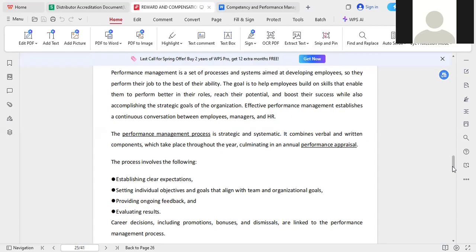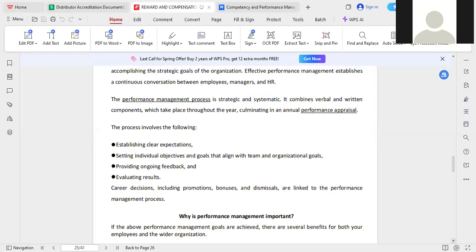Effective performance management establishes a continuous conversation between managers, HR, and employees. So it's a continuous thing. The process involves establishing clear expectations. What do you want to get? What do you want to see? What are you looking forward to? Set individual objectives, and let them align with those of the organization and its goals.